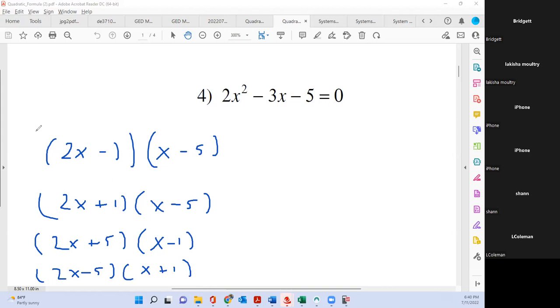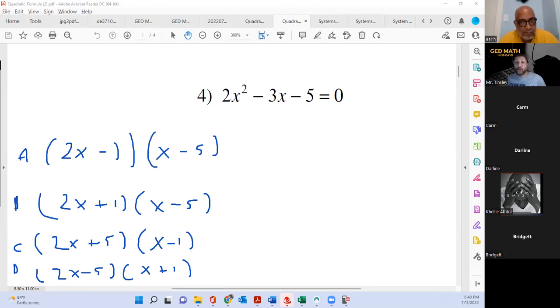Okay, so now this is your A, this is your B, this is your C, this is your D. This is the first thing I want you to do. I need everybody to pay attention right now, because you're going to see a problem like this, where they tell you to factor a quadratic equation where A is not equal to 1, but they give you the multiple choice. The easiest way to do it is to multiply the answers. Multiply the binomials. You don't have to do all that factoring.